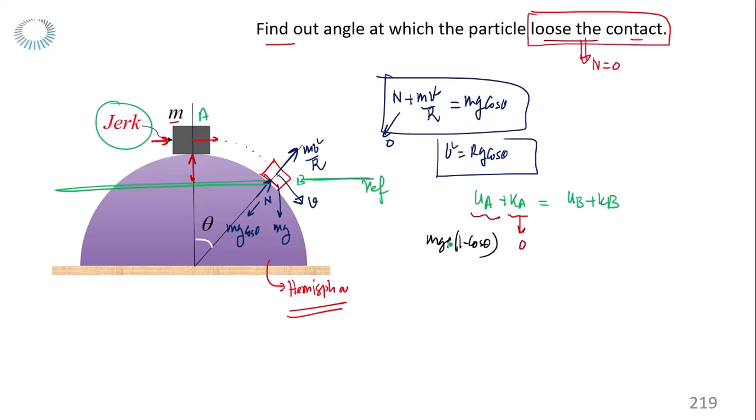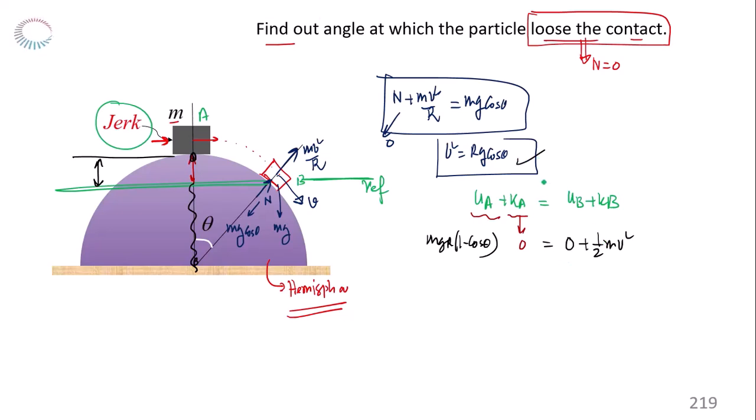Why? Because this distance is R, and I want to calculate this value. The total distance from this point to this point is R, and this distance is R cos theta. So R minus R cos theta gives the height, and mg times that is the potential energy, which should be equal to the energy at point B. Point B is lying on the reference line, so U at B will be 0, and kinetic energy equals half mv squared.